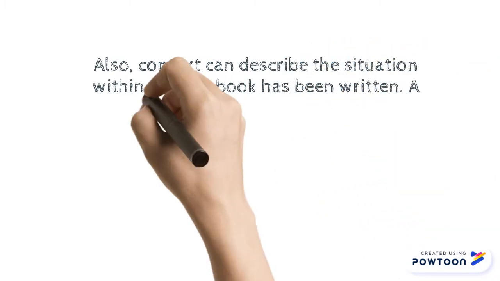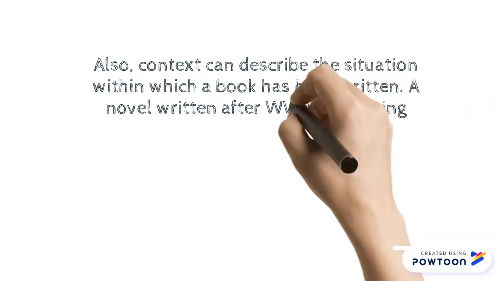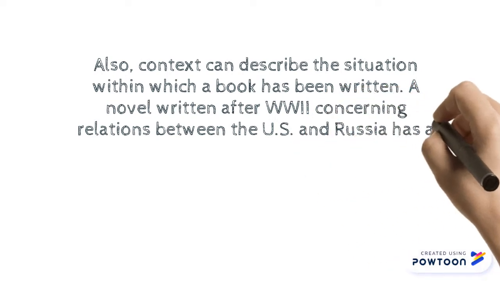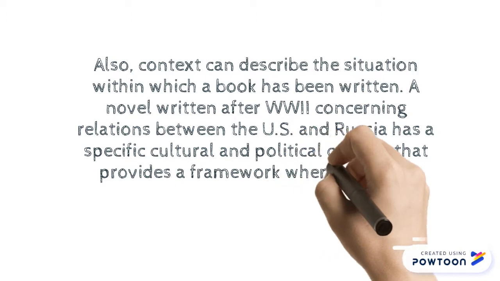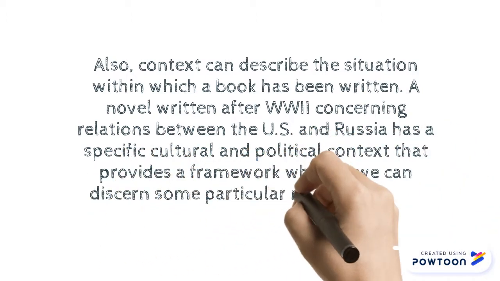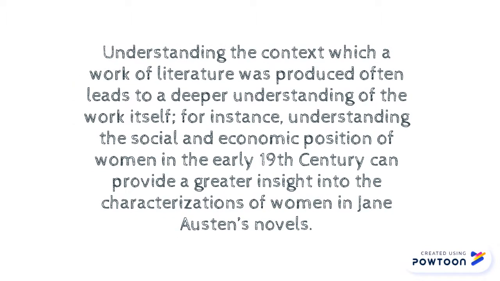A novel written after World War II concerning relations between the US and Russia has a specific cultural and political context that provides a framework wherein we can discern some particular meanings in the text. Understanding the context in which a work of literature was produced often leads to a deeper understanding of the work itself. For instance, understanding the social and economic position of women in the early 19th century can provide a greater insight into the characterizations of women in Jane Austen's novels.